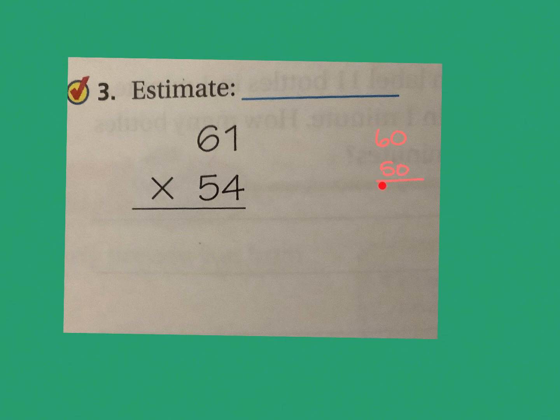Multiply those together. 5 times 6 is 30 plus 2 zeros. 30 plus 2 zeros on the end means that my estimate, my answer, my product should be somewhere around 3,000-ish. So my estimate helps me see about how much this should be. Okay, let's do the ones place first.